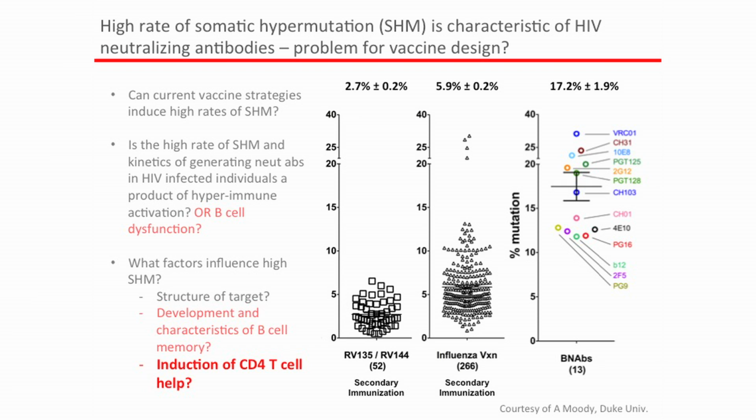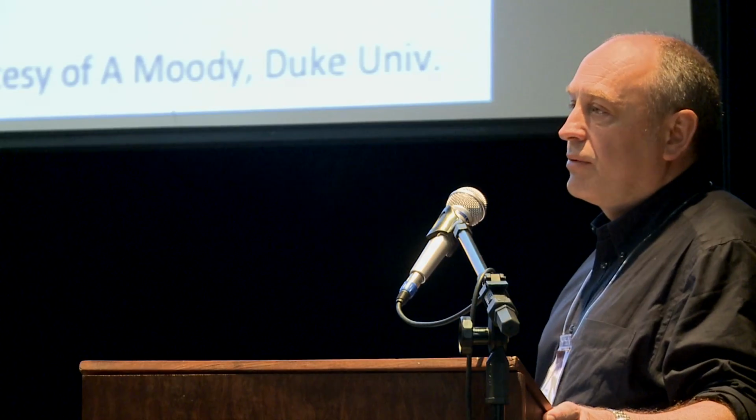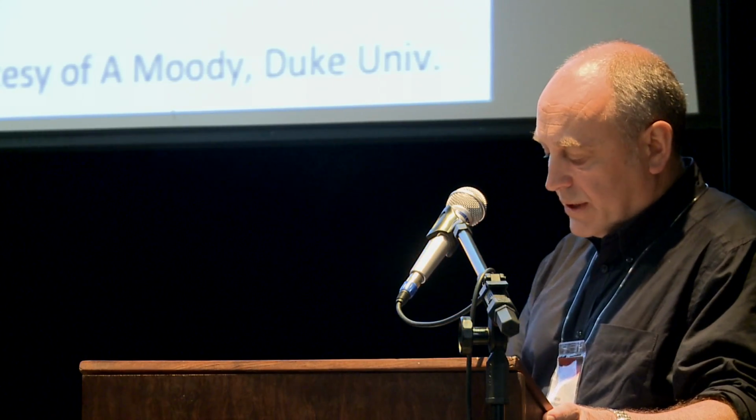Now, if we compare that to a regular influenza vaccine, we're nowhere near this level of mutation. And if you take some individuals in the relatively successful RV144 and the phase 1 RV135 trial, we're only getting to about 7 to 8% mutation. So, can current strategies induce high rates of somatic hypermutation? No. Is the rate of hypermutation affected by B-cell dysfunction or hyperimmune activation? Probably. What factors influence somatic hypermutation? Structure of the target, development and characteristics of the B-cell memory, and there's some data coming out of the Nussenzweig lab to show that induction of CD4 T-cell help is probably vital in creating a lot of somatic hypermutation.